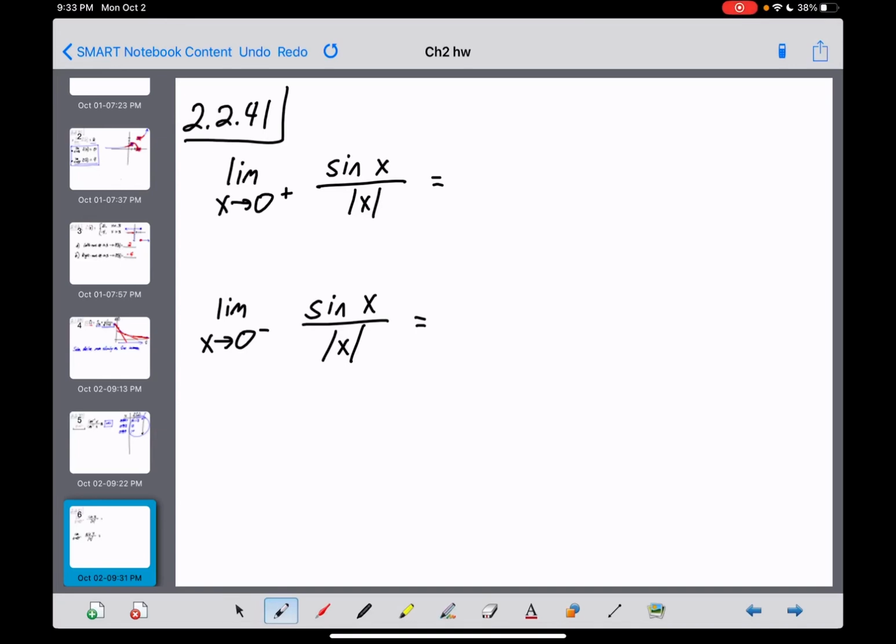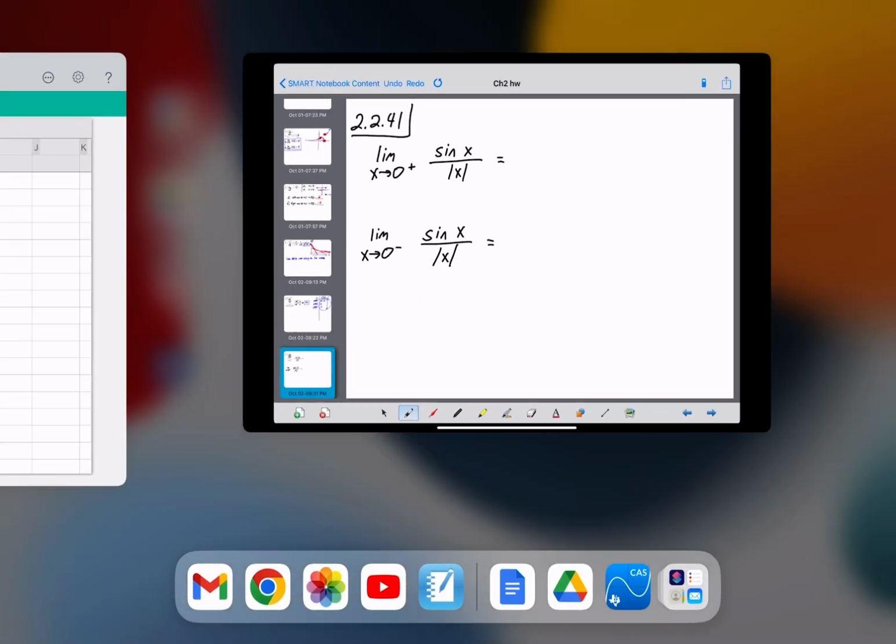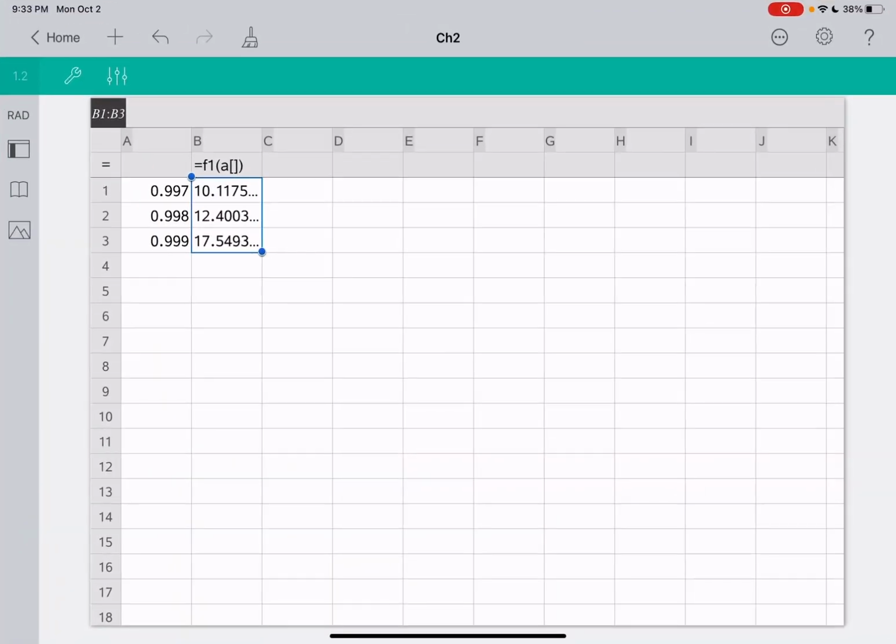All right, in number 41 right here, they're asking us to determine the one-sided limits either numerically or graphically. So they kind of wrote this as one. I went ahead and split it into two separate questions right here. We've got the right-hand limit on the top and the left-hand limit on the bottom. So either way I would do this, we would need to define the function in our calculator.